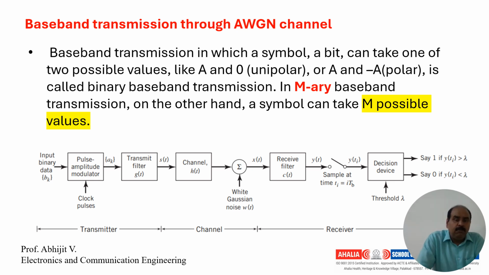Baseband transmission through AWGN channel will be transmitting symbols and only symbols. This slide tells you what is a binary baseband and an M-ary baseband signal. Generally we have two values, 0 and 1. We call it binary. Sometimes for the sake of our estimation and calculation, we may use -1 and 1 or minus A and A. So in binary baseband transmission, there are only two possible values: one is A and the other is minus A or 0. In M-ary, we have M possible values.